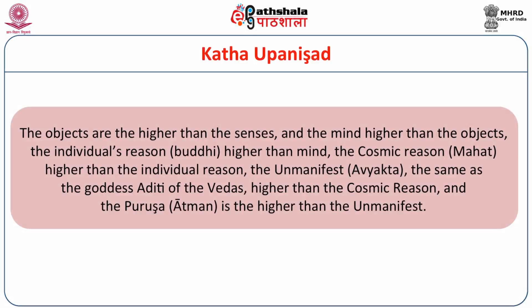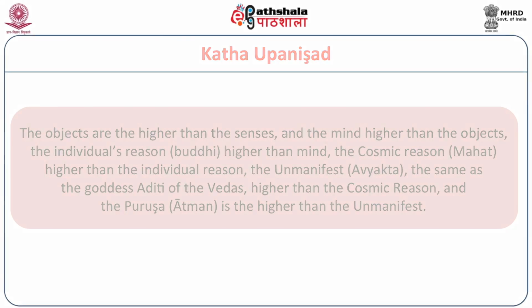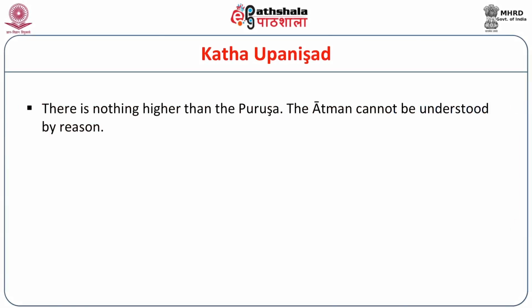The objects are higher than the senses, and the mind higher than the objects. The individual's reason, buddhi, is higher than mind. The cosmic reason, or mahat, is higher than the individual reason. The unmanifest, avyakta, the same as the goddess Aditi of the Vedas, is higher than the cosmic reason. And the Purusha, Atman, is higher than the unmanifest. There is nothing higher than the Purusha.